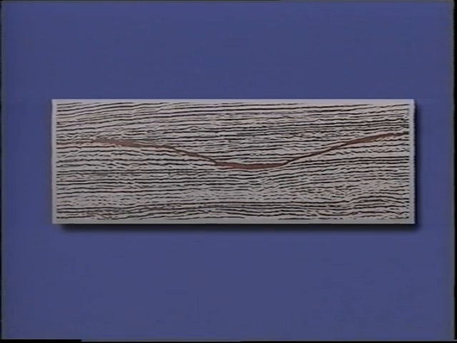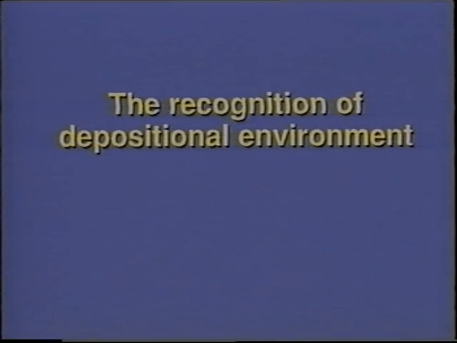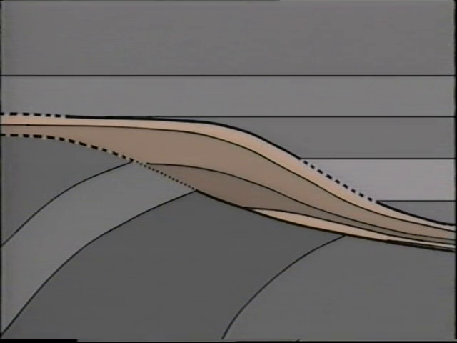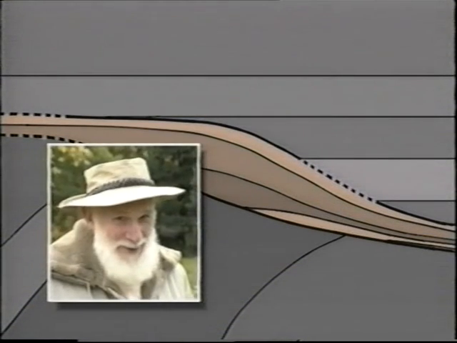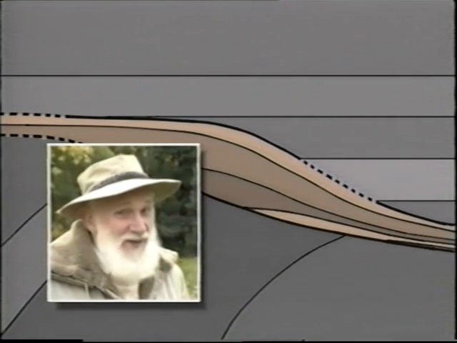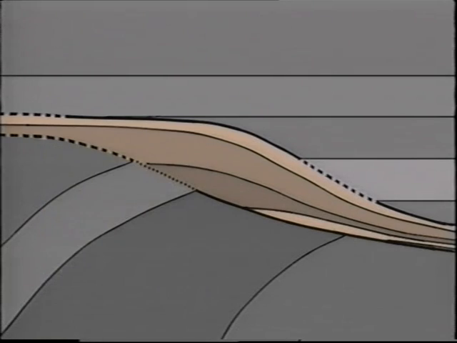So we ask, can we formalize the recognition of depositional environment, and from that our expectations of rock type? Let's start with a very simple example. On the flank of a basin, perhaps a simple pattern like this. Well now, who remembers the infamous Chapter 10 of GP203? This is what we do.